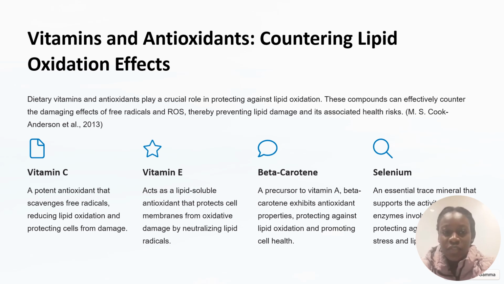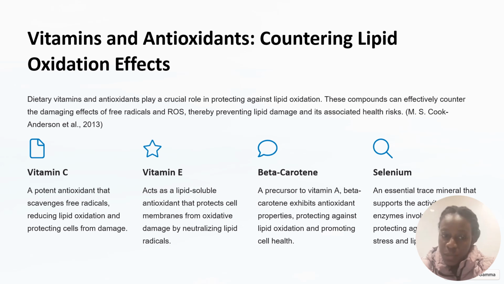Now, dietary vitamins and antioxidants play a crucial role in protecting against lipid oxidation. These compounds can effectively counter the damaging effects of free radicals, the reactive oxygen species, thereby preventing lipid damage and its associated health risk. Now, this was proven in a study by Cook Anderson and other authors in 2013. Okay, so different vitamins include vitamin C, vitamin E, beta-carotene, and selenium.